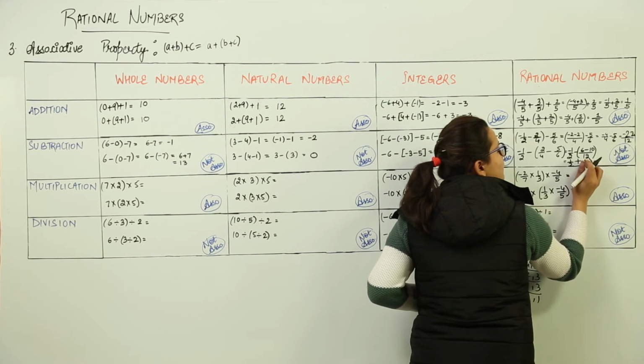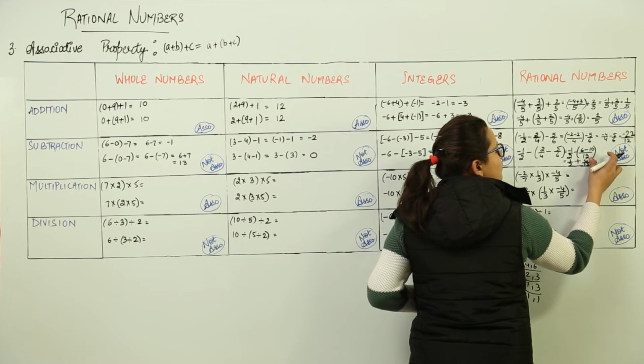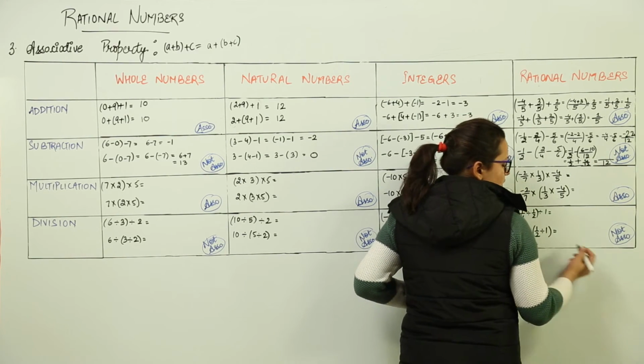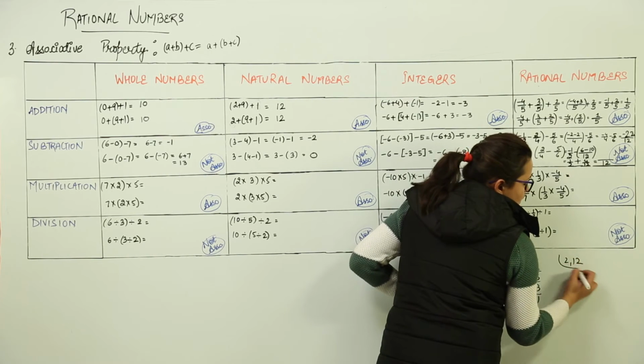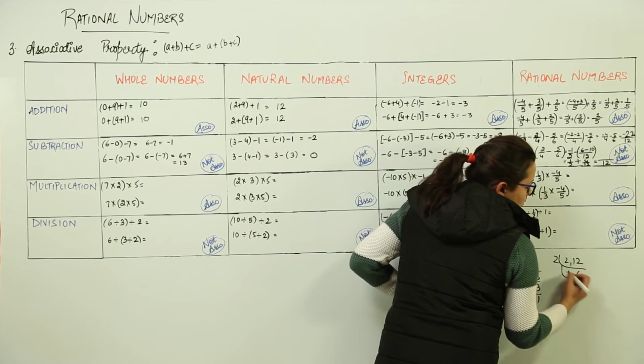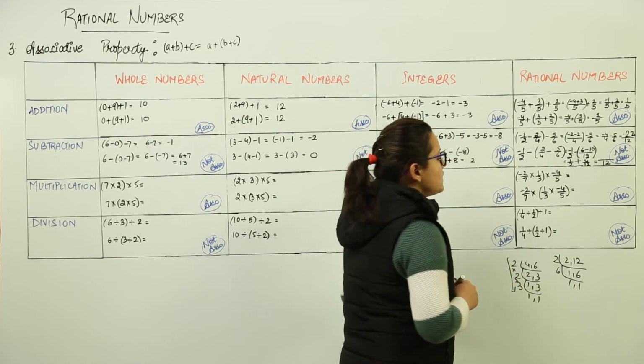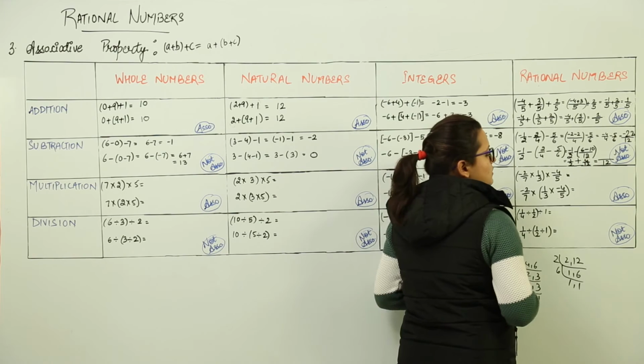Now, if you add 1 by 2 and 4 by 12, what would you get? Again, you have to take out the LCM. That will be 12. You can check your LCM like this. See, I've already practiced, so I know the LCMs directly. But you have to always check the answers. Check the LCM before proceeding further.